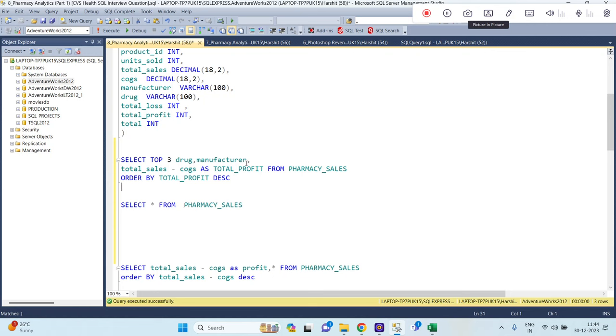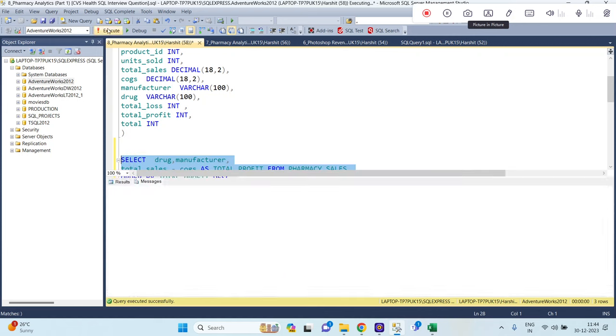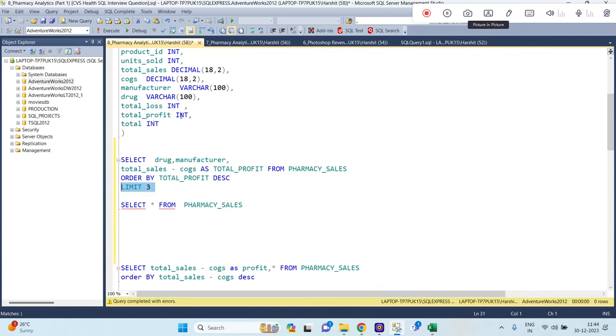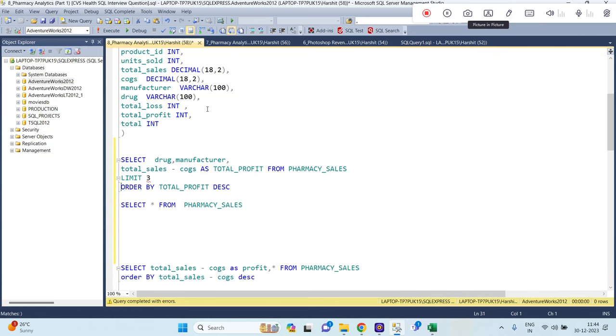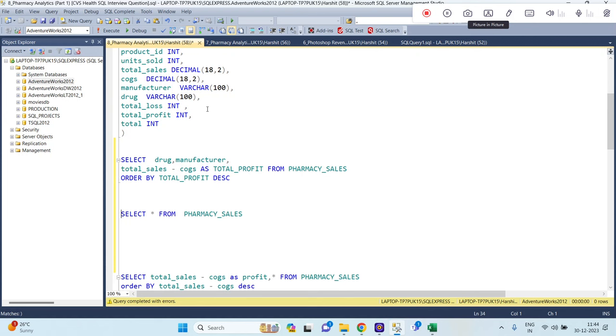I think limit is working in SQL or not. In SQL Server, I think it is not working. Limit. Yeah, I think it is not working. Let me do over here drug. Now, anything else coming to your mind when we are trying to find the top three kind of thing?